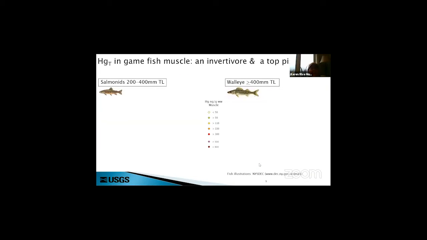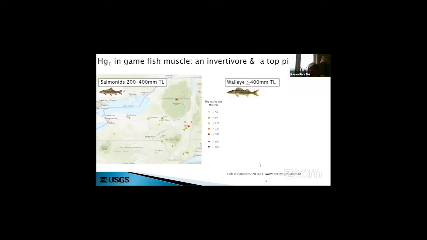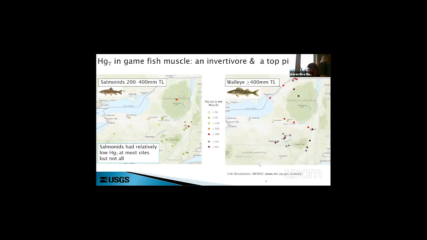So now we're going to compare an invertivore, some salmonids, and a top piscivore, the walleye. These are large walleye. Again, compared to human health guidelines. And with the salmonids, we notice that we have relatively low mercury at most sites, but not all sites. We see the higher concentrations in the Adirondacks, northeastern part of the state, also in another highland site down there east of the Albany area.